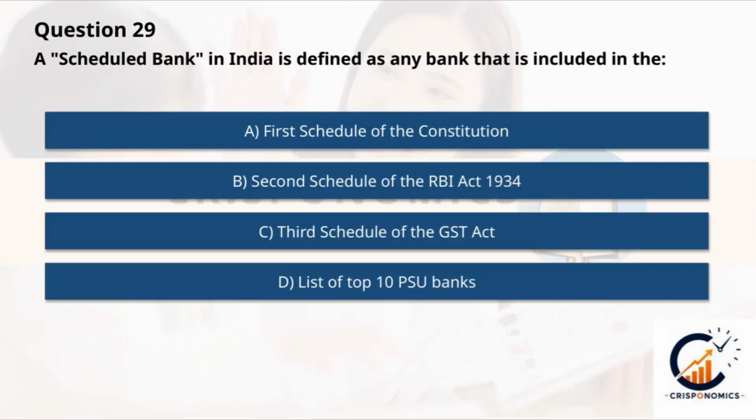Let's talk about what defines a scheduled bank in India. This term refers to any bank that's officially listed in a specific legal schedule. The question here is, which schedule is that? Is it the first schedule of the Constitution, the second schedule of the RBI Act from 1934, the third schedule of the GST Act, or a list of the top 10 PSU banks? Understanding this helps us grasp how banking regulations are structured in India.